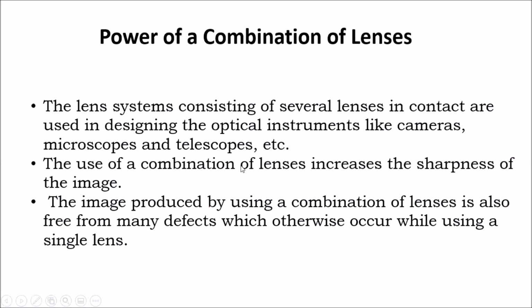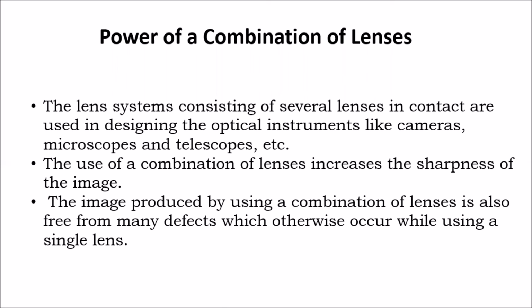Lens systems consisting of several lenses in contact are used in designing optical instruments like cameras, microscopes, and telescopes. If you remember, when we were discussing uses of lenses, we mentioned telescopes for both convex as well as concave lenses, and cameras also. So microscopes, telescopes and cameras are instruments where we use a combination of lenses.